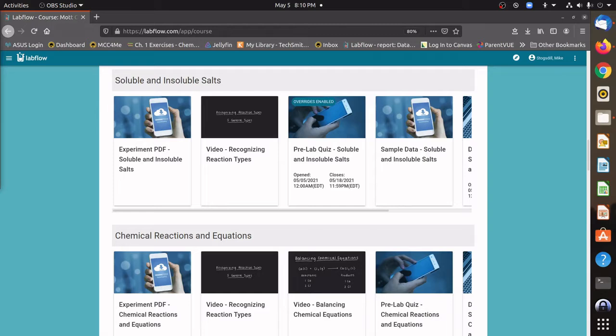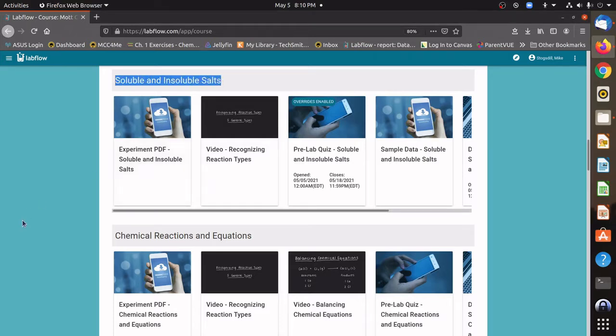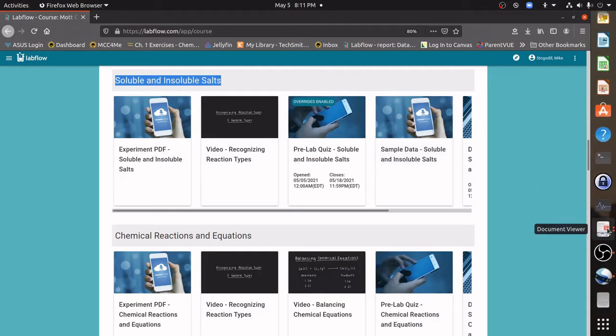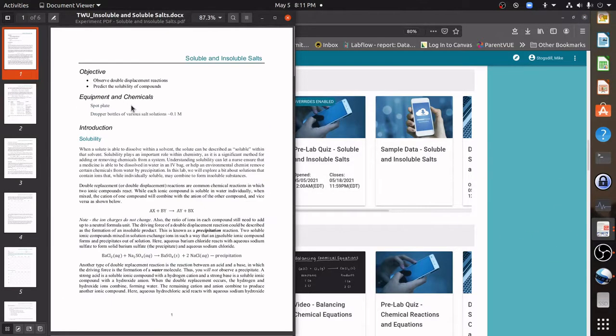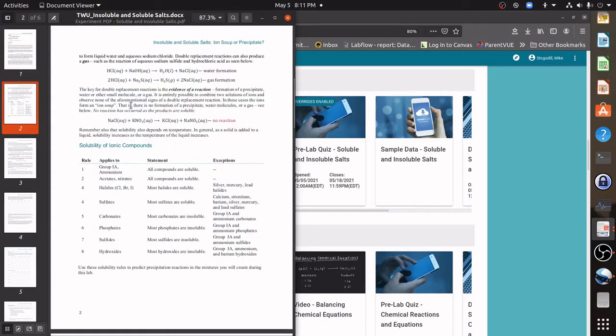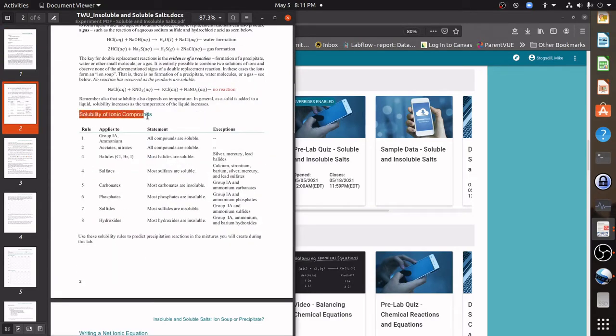Hello everybody. Today I would like to give you guys a little overview of the soluble and insoluble salt lab on Labflow. The first thing I'm going to do is get this experimental PDF open. I've already got that here. And what I want to bring to your attention in particular is this table right here. This is going to be a very important one for us.